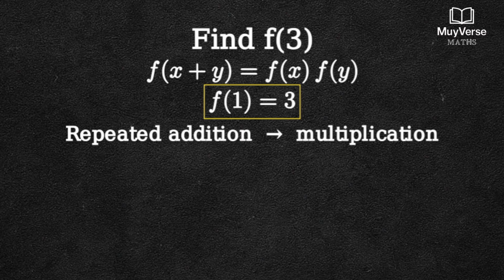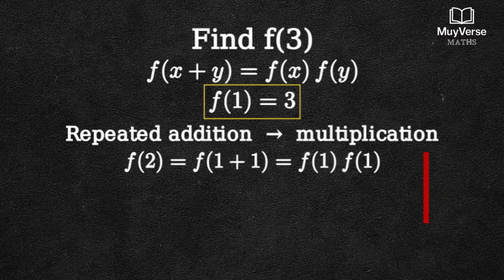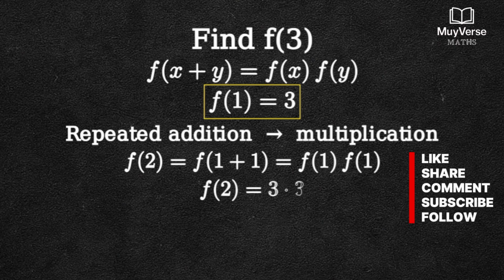Step 1. Compute f(2) by adding 1 and 1. First, write f(2) = f(1 + 1), which equals f(1) × f(1). Substitute the value 3 for f(1). Therefore, f(2) equals 9.